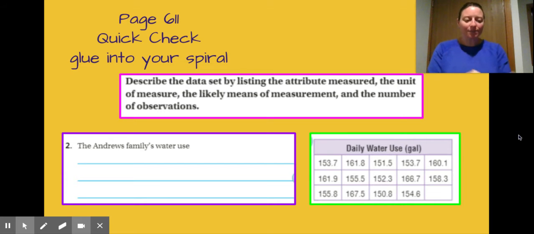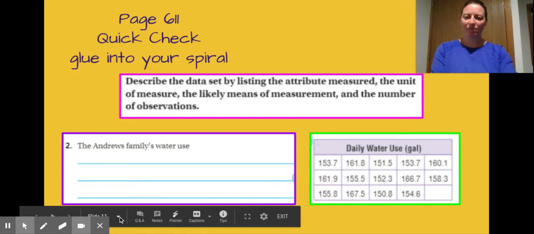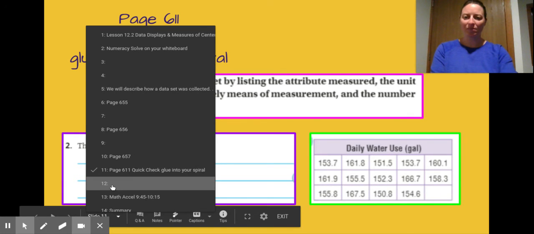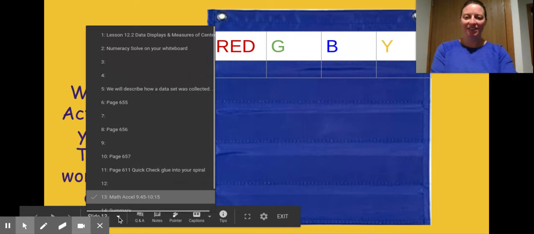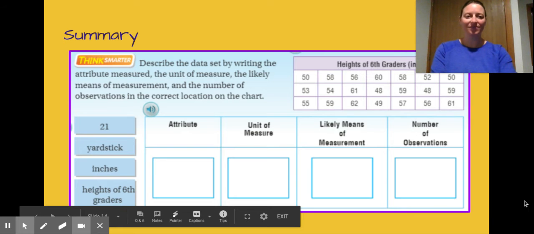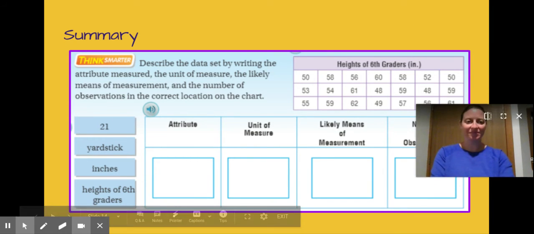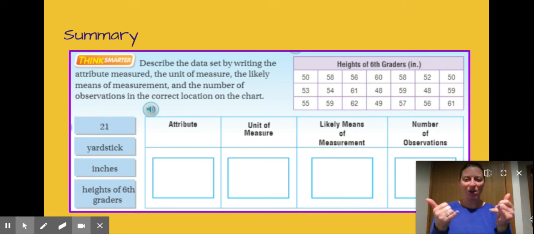I am skipping down to the summary right now. It says describe the data set by writing the attribute measured, the unit of measure, how they measured it, with what, and the number of observations in the correct location on the chart.